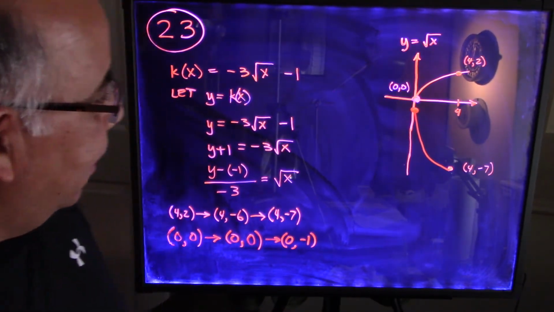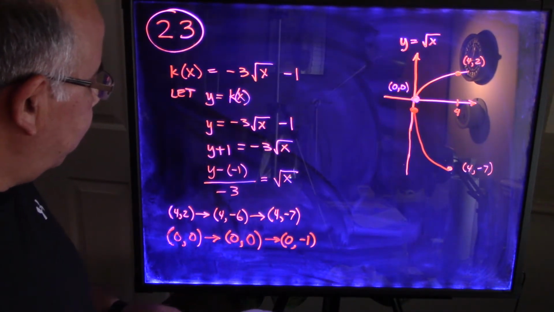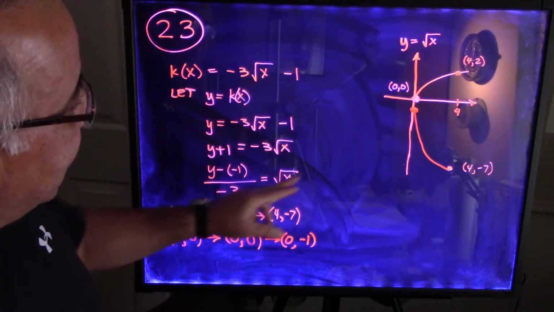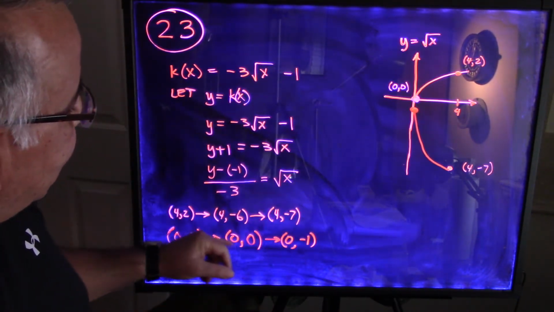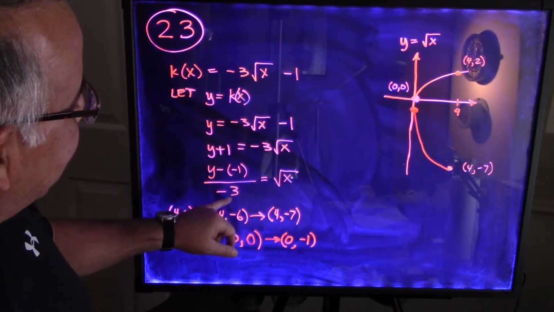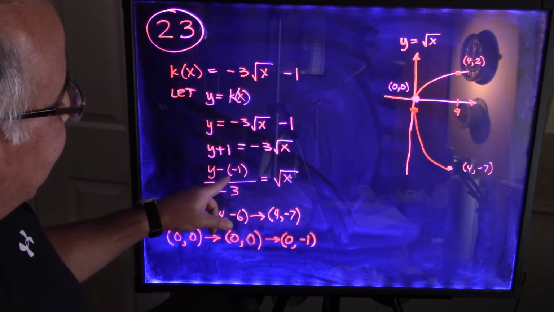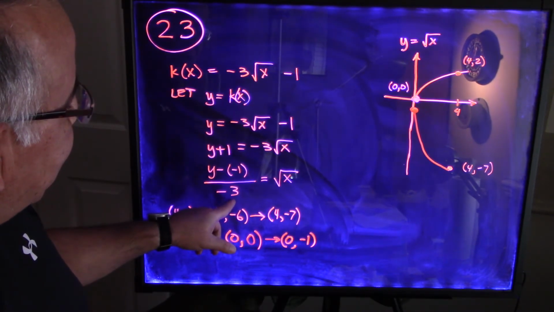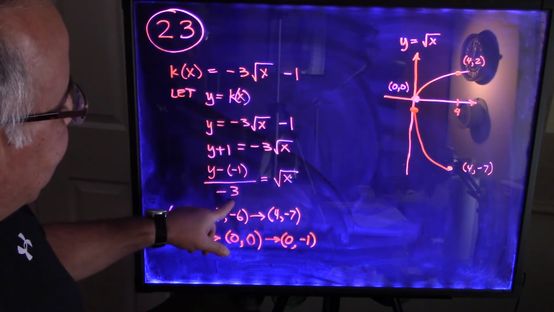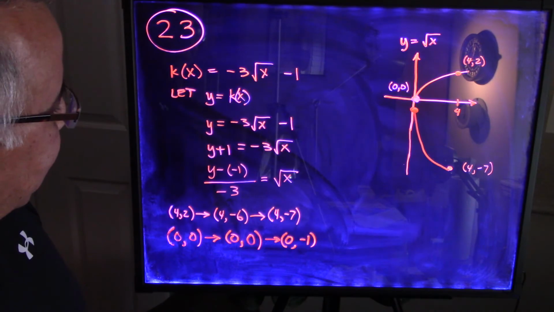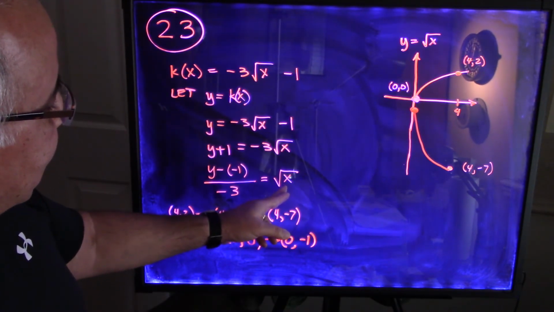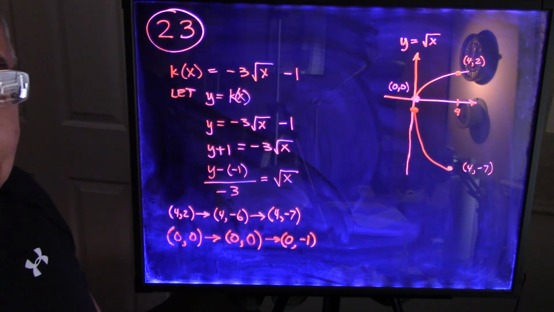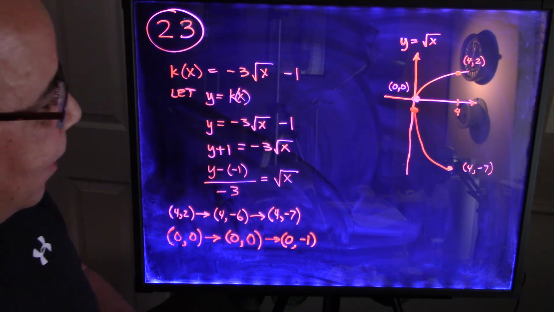Whatever this number here is, you take a typical point on the original function, multiply the y-coordinate by that, and then add the shift to the y-coordinate after you've done the multiplying. Similarly with the x, if there are things going on there, you would do something similar.